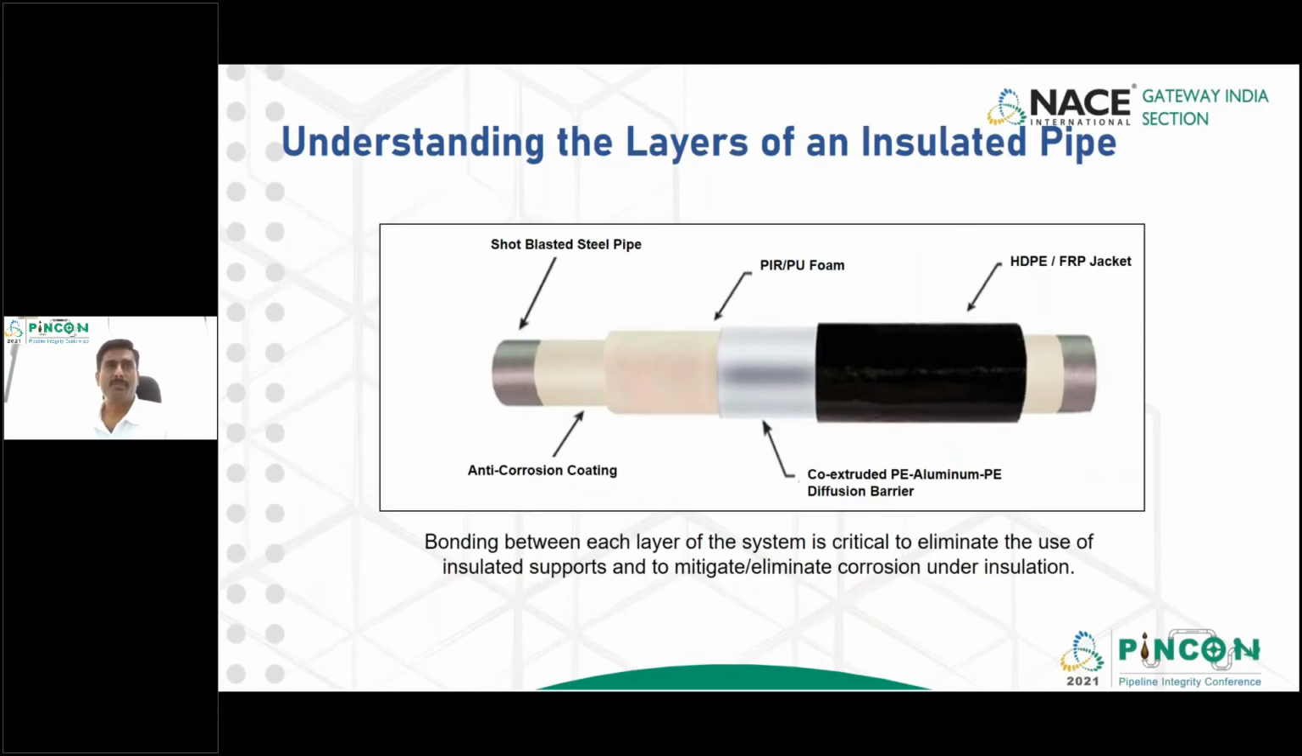Understanding the layers of insulated pipes: steel pipe with anti-corrosion coating having suitable surface roughness, followed by polyurethane foam insulation, spray applied, which is void free and allows for visual inspection prior to application of the vapor diffusion barrier and outer weathering HDPE or FRP jacket to form a complete bonded system.